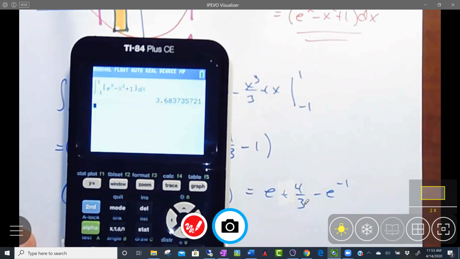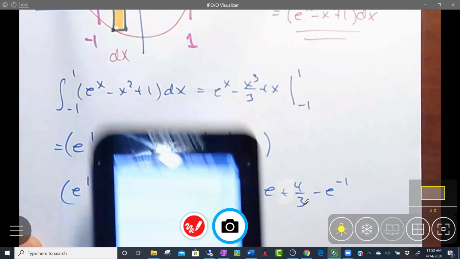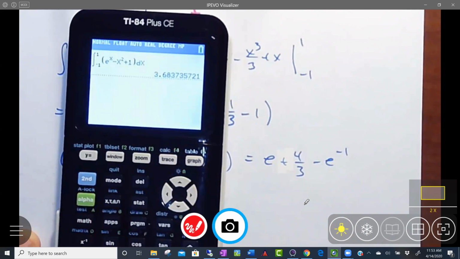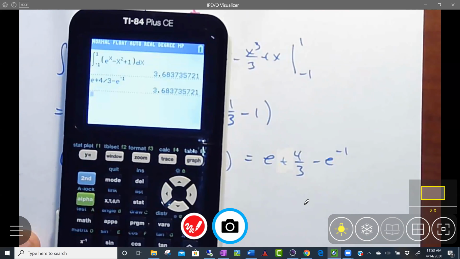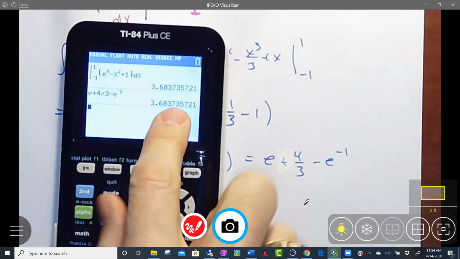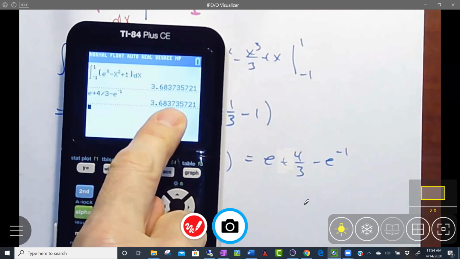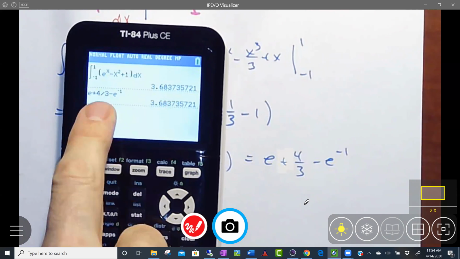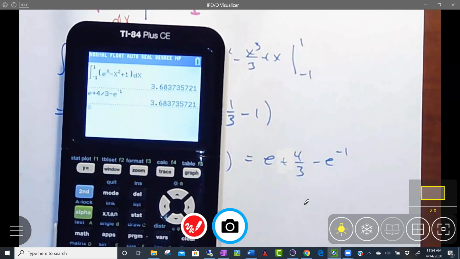Now let's compare that to this numerically. So I want to compare e plus 4/3 minus e to the negative first power. Booyah! Nailed it. Cool. So, you're not ever going to be able to figure out the right answer or this expression from these numbers, but you can go back and check it. And I encourage you to do that.